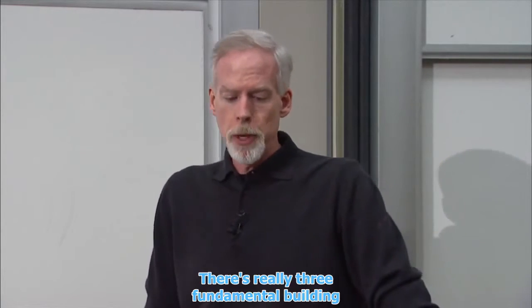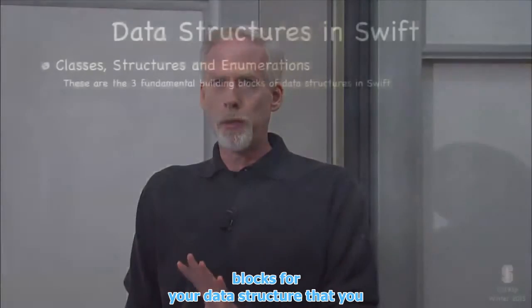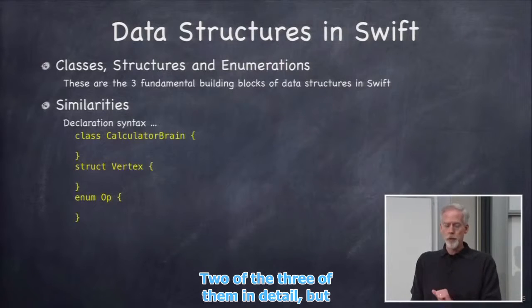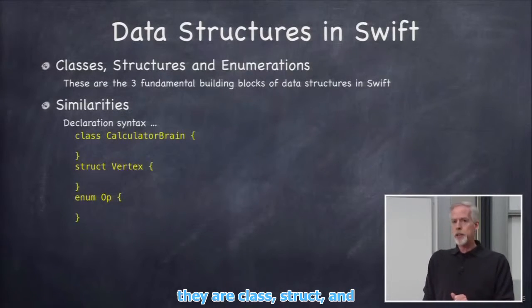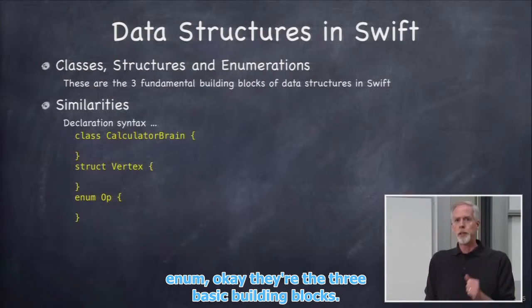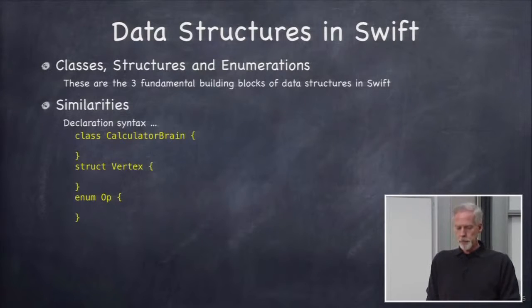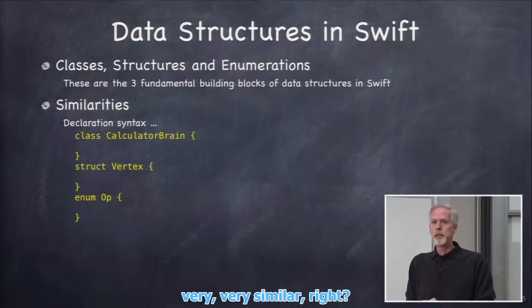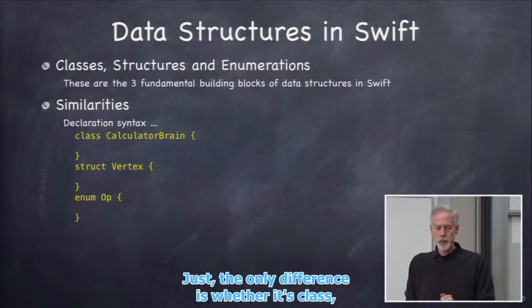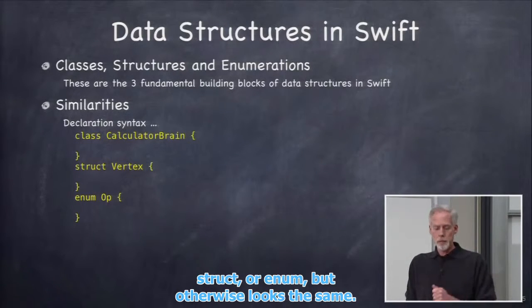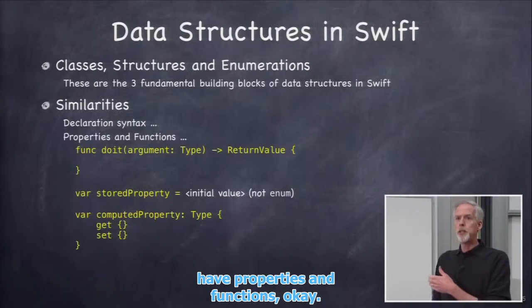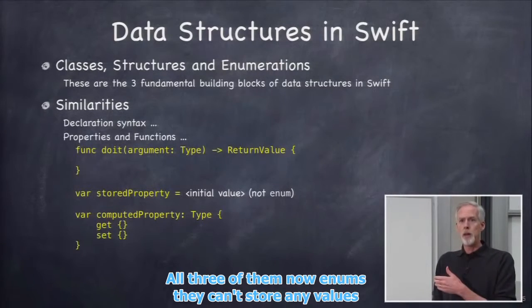Okay? There's really three fundamental building blocks for your data structures that you might build, and you've seen two of the three of them in detail, but they are class, struct, and enum. Okay, they're the three basic building blocks. And they look very similar. Their declaration syntax looks very similar, right? The only difference is whether it's class, struct, or enum, but otherwise it looks the same. They're also very similar in that they can all have properties and functions. Okay, all three of them.